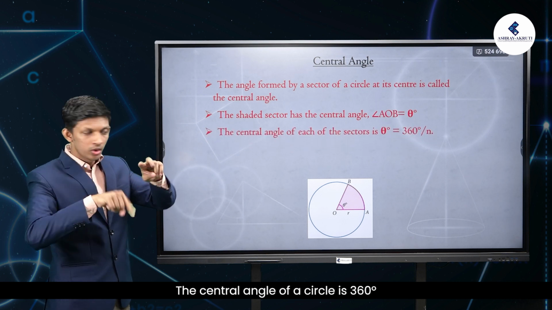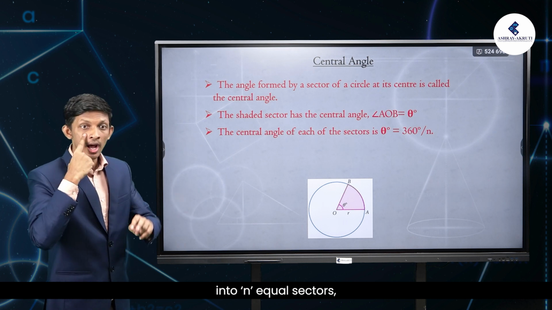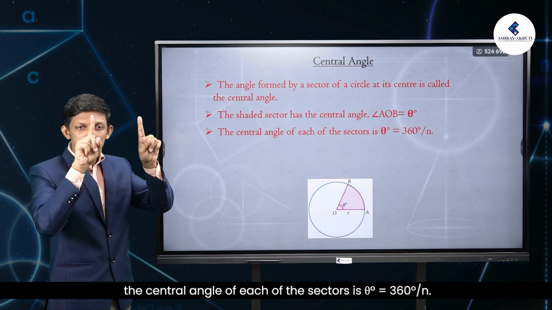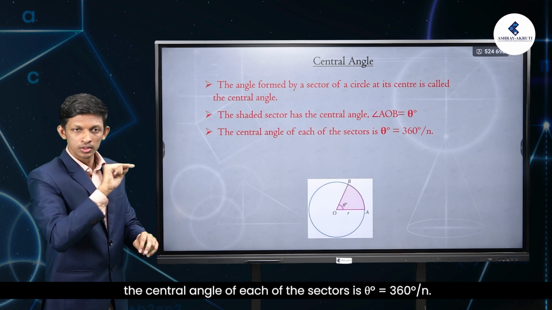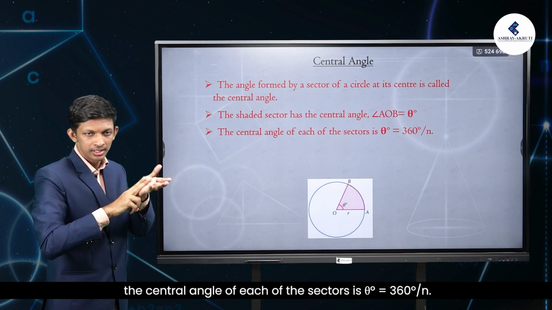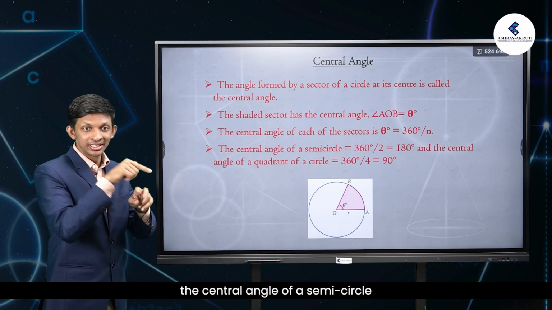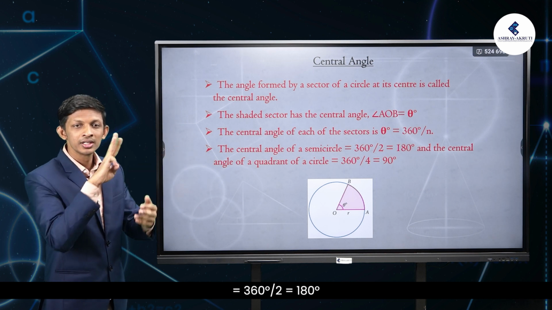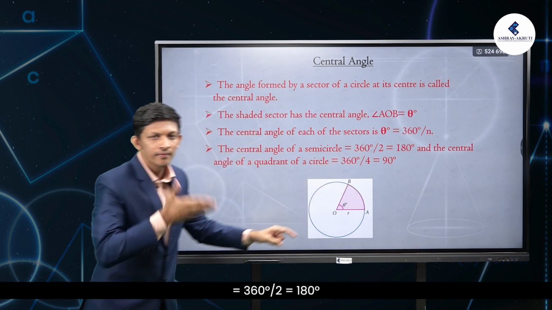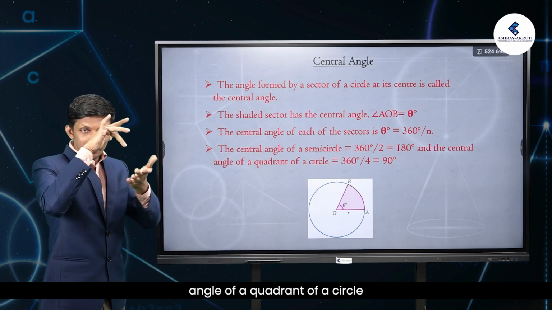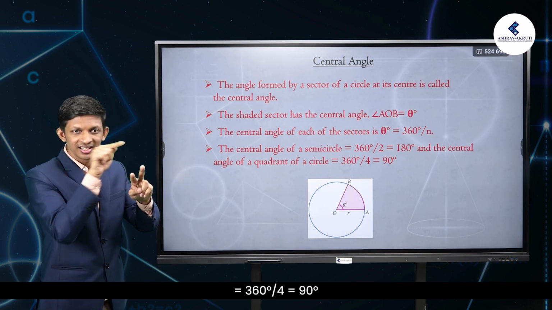The central angle of a circle is 360 degrees. If a circle is divided into n equal sectors, the central angle of each sector is theta, which is equal to 360 by n. For example, the central angle of a semicircle is 360 degrees by 2, which is equal to 180 degrees. And the central angle of a quadrant of a circle is 360 degrees by 4, which is equal to 90 degrees.